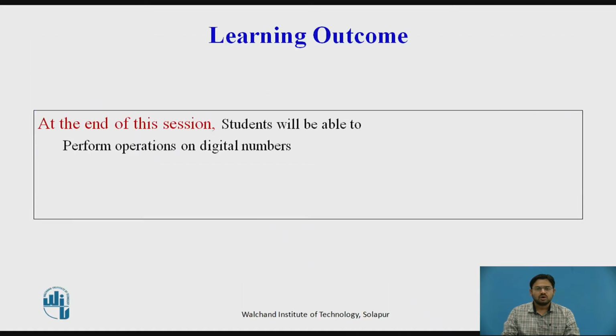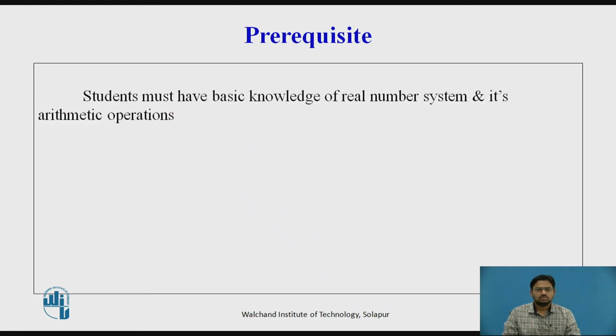Which are the outcomes of this session? At the end of the session, students will be able to perform operations on digital numbers. What knowledge should you possess before proceeding into the session? You should have knowledge of real number systems, integer, decimal, and arithmetic operations on them: addition, subtraction, multiplication, and division on real number systems.